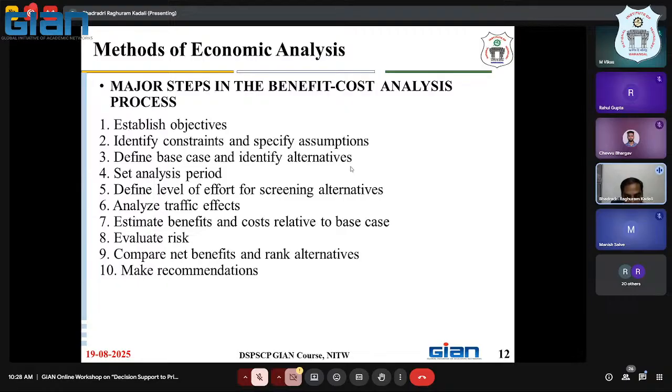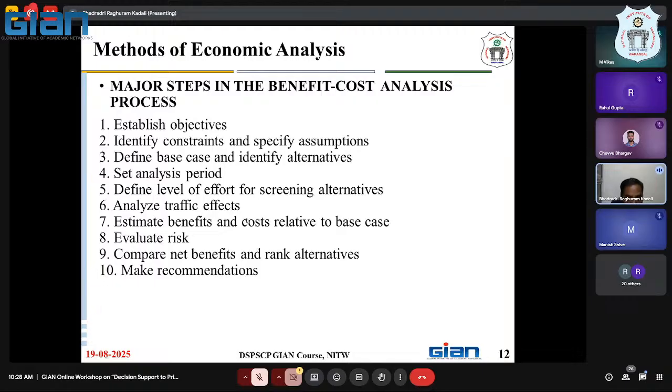And the analysis period generally varies with the project. Some of the projects might be major, and some are minor cases, like 5 to 10 years or even 15 years. But for major projects, if you have equal project cost as well as similar project conditions, then this B/C can be adopted. So define the level of effort for the screening of the alternatives and also analyze the traffic effects.